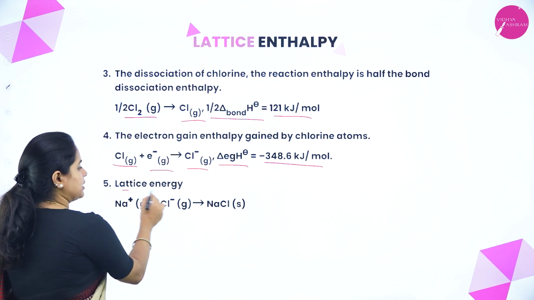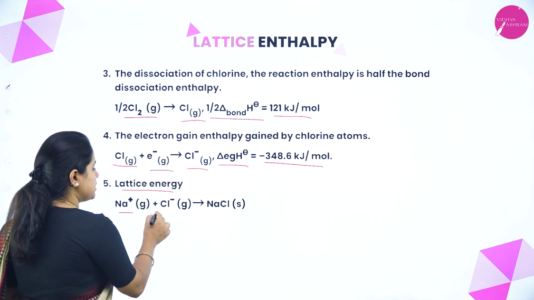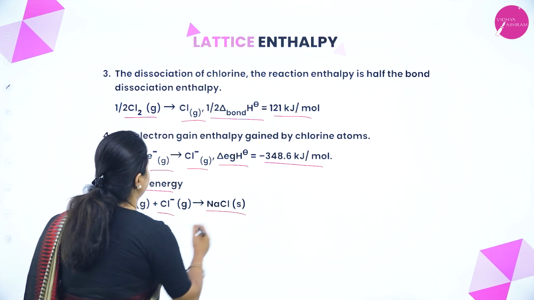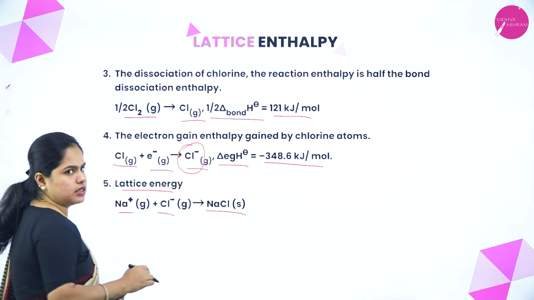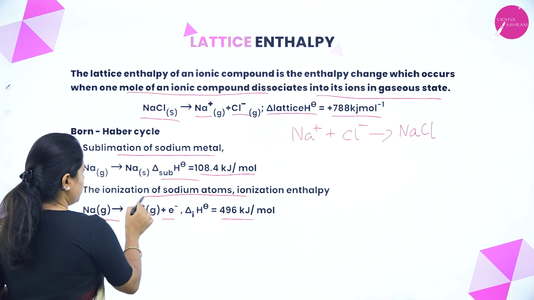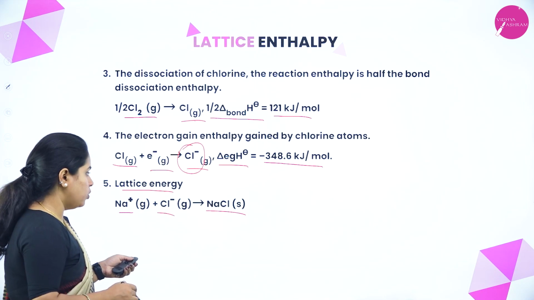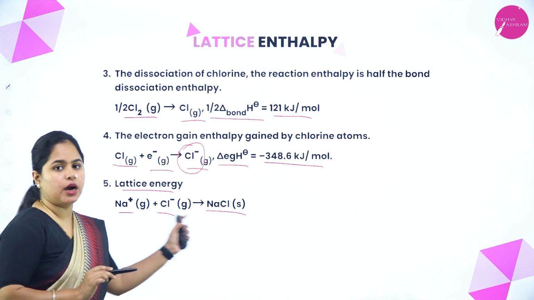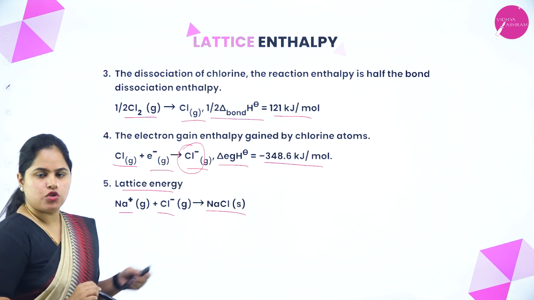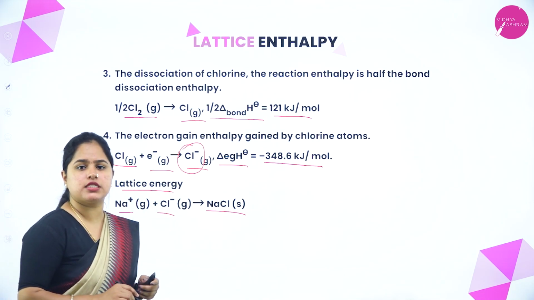And the last one is lattice energy. That is Na plus and Cl minus combine to form NaCl. So you got the Cl minus in this step, as well as here you have found the Na plus also. Now this Na plus and Cl minus will combine and form NaCl. I hope that is clear for you. So these are the various steps happening.